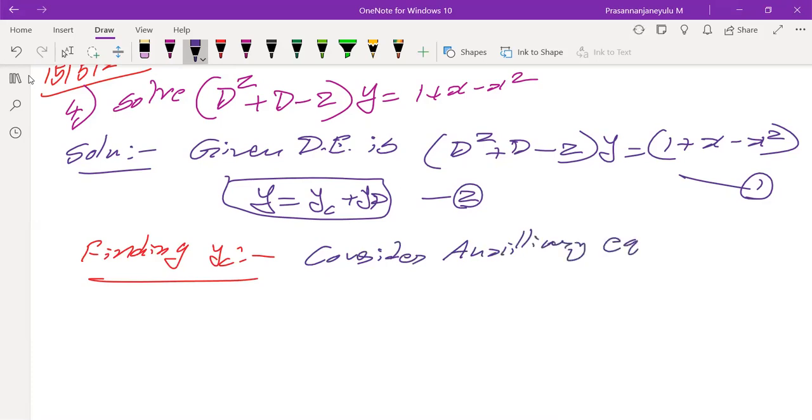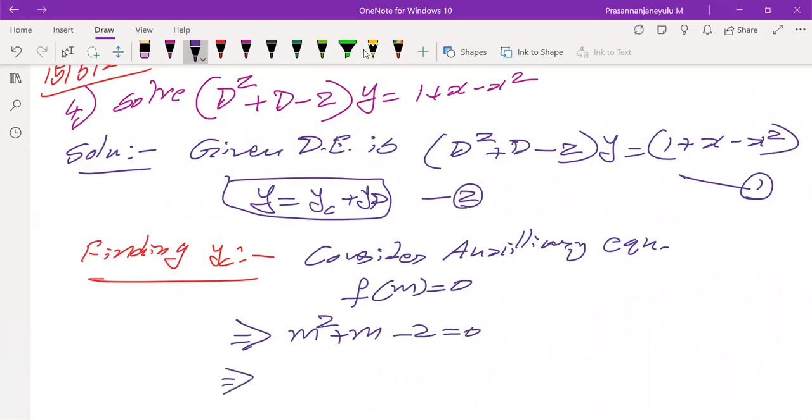Auxiliary equation. What is the auxiliary equation? F of m equals 0. What is that f of m here? m square plus m minus 2 equals 0. Then can we find the roots for this?